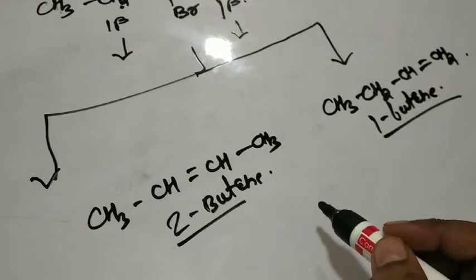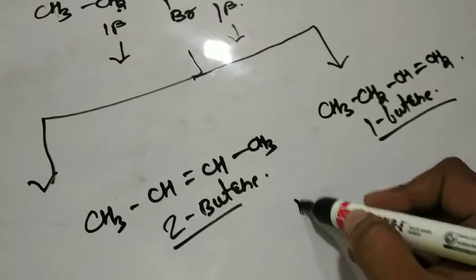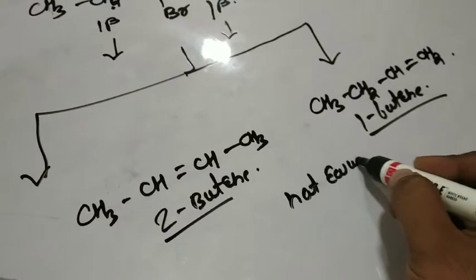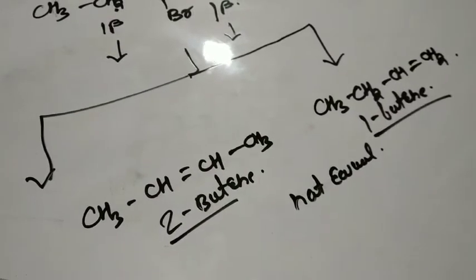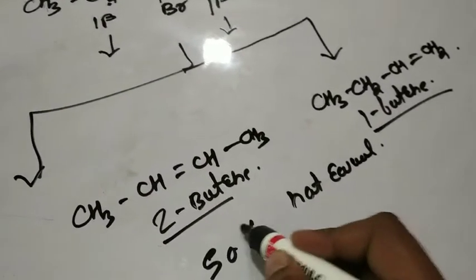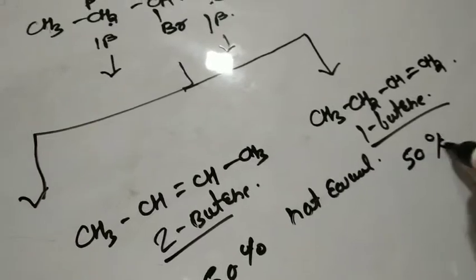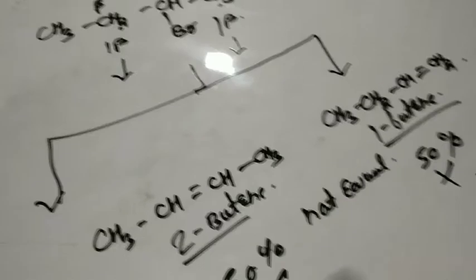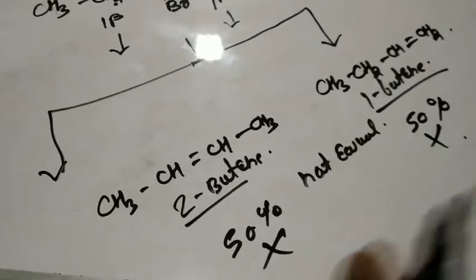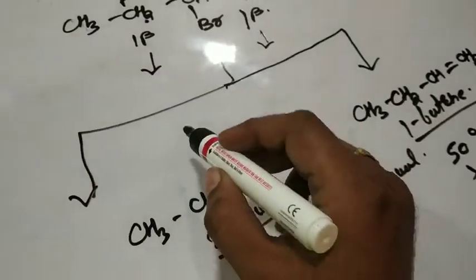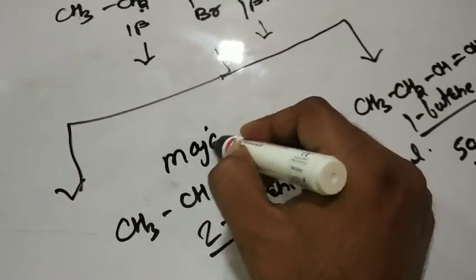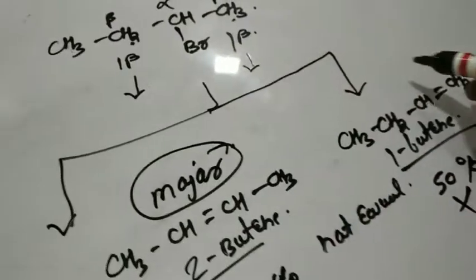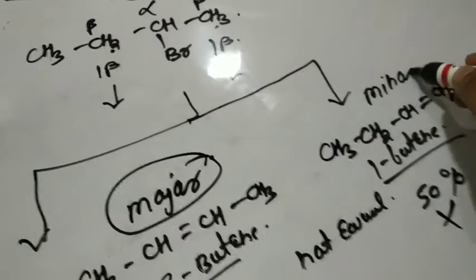Remember, my dear students, this mixture of products is obtained. In this mixture the products are not equal. They are not equal mixtures, which would mean 50-50%. But actually they are not 50-50%. One will be a major product and one will be a minor product. So which one will be the major product? 2-butene will be the major product and 1-butene will be the minor product.